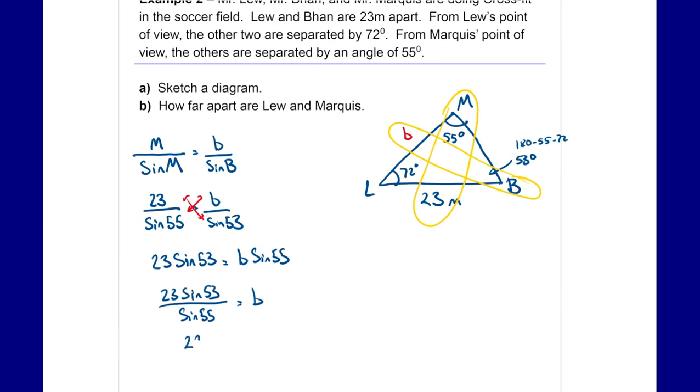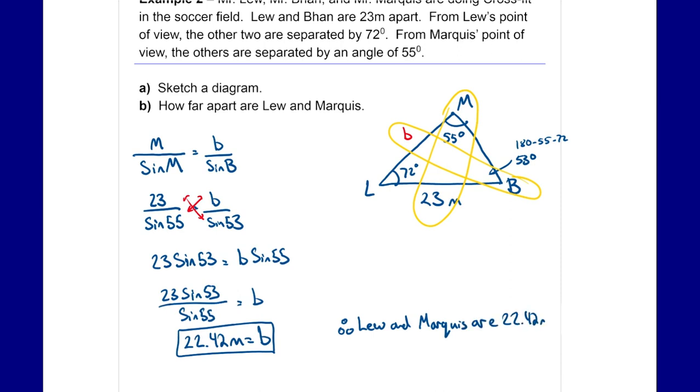I get 22.42 meters equals b. Therefore, Liu and Marquis are 22.42 meters apart. So that's an example of using the sine law.